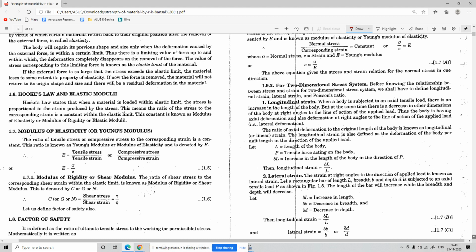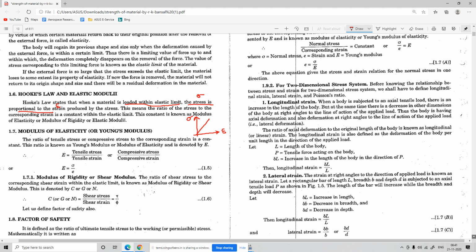Now there is one law called Hooke's law. It says that within the elastic limit, the stress will be proportional to the strain. Okay, that is very important. Within the elastic limit, the stress sigma is proportional to the strain. That means if I have to draw a Hooke's law curve, I can say it will be a straight line.